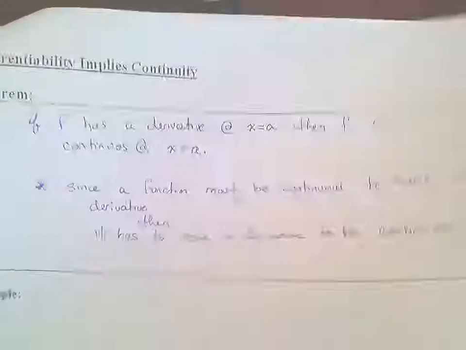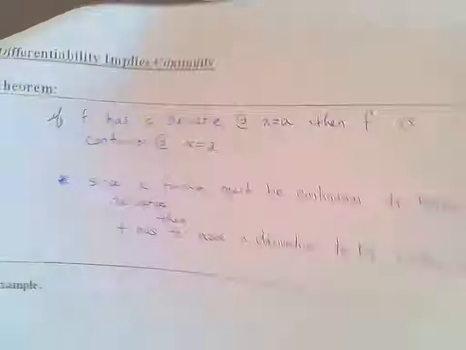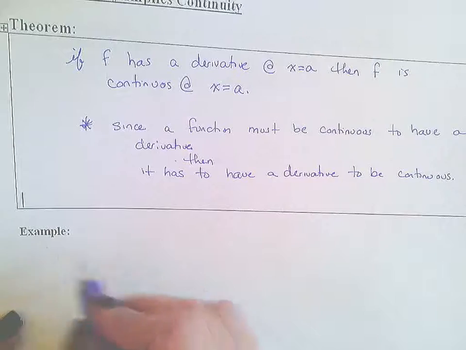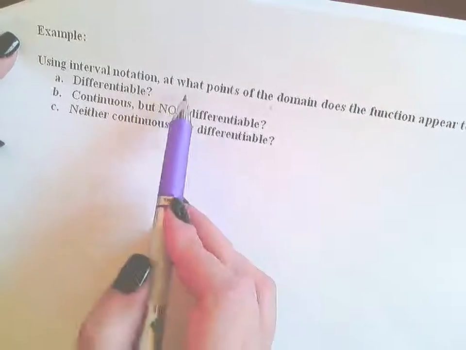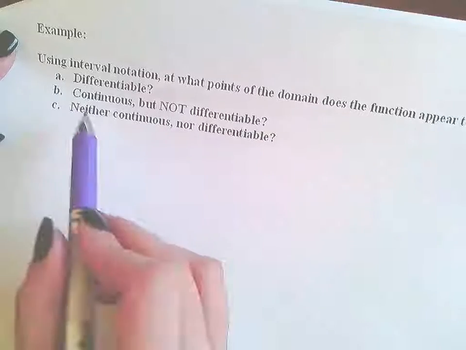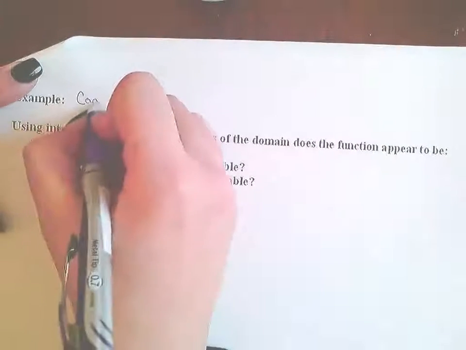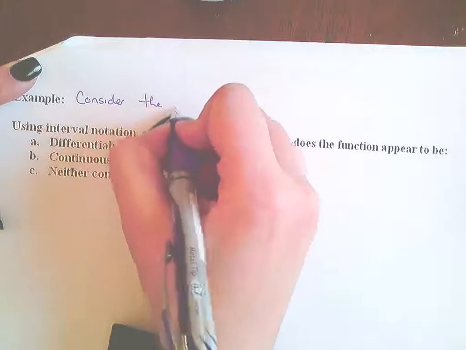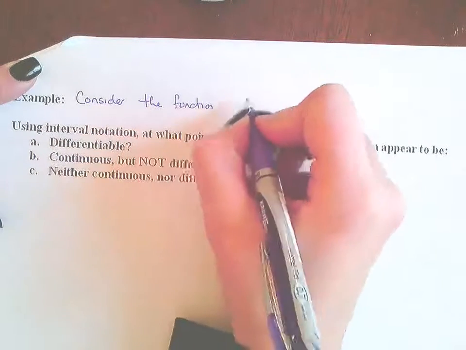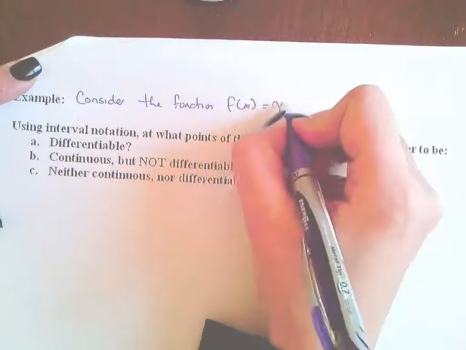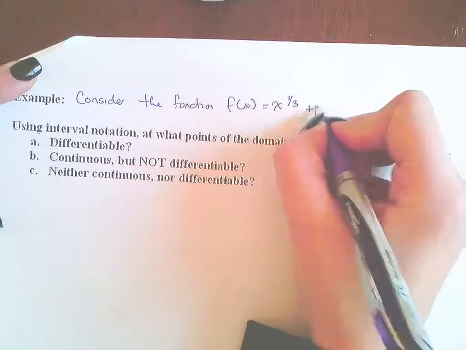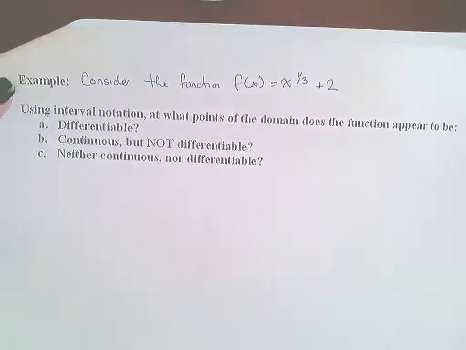So the example that we're going to do here, on your page it looks a little different, so let's go to the next page. The example that I'm going to focus on, I'm going to use the interval notation, and at what point of the domain does the function appear to be differentiable, continuous. So we're going to consider the function f of x is equal to x^(1/3) plus 2. That's going to be our example.